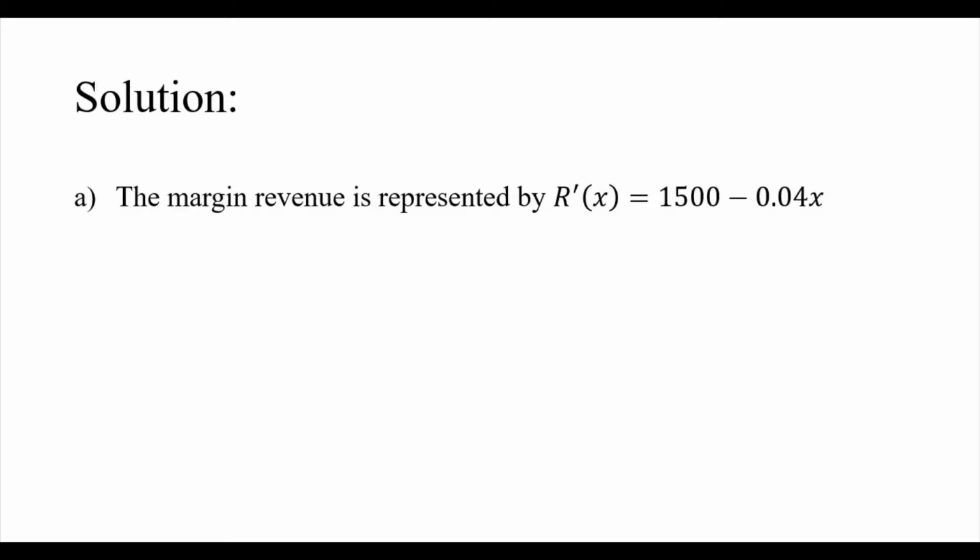To find the marginal revenue, we know that it is represented by the derivative of the revenue function, meaning we're going to find R prime of x, which in this case is 1500 minus 0.04x.